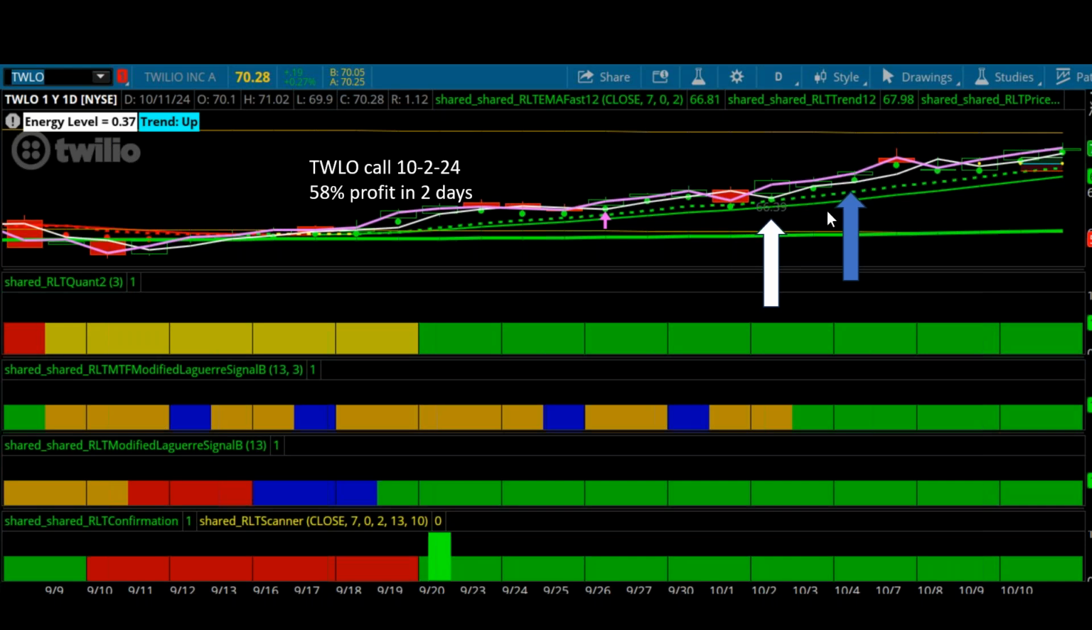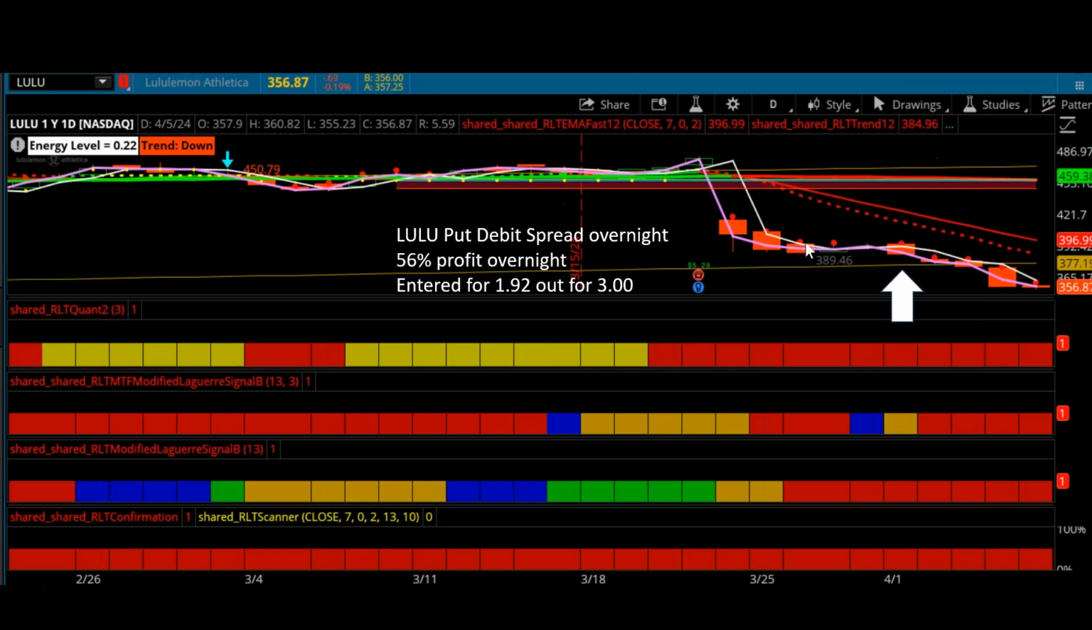This was Twilio, 58% profit in 2 days as it breaks above compression. Actually, this arrow should be over here. We get it here on the green when they were both green. This was already green. Current time frame momentum was bullish. We wait for the multi-time frame to switch to green as well.